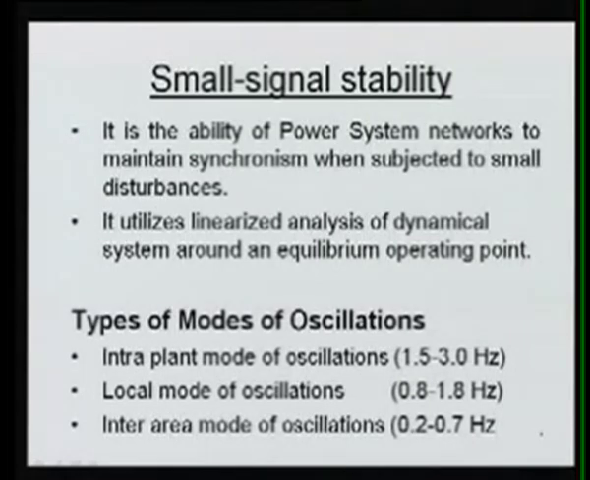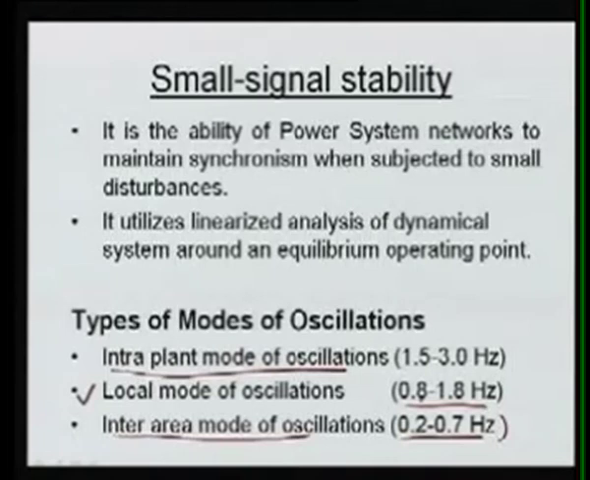I discussed the local modes of oscillations. Here I also said the intra-plant modes of oscillations, inter-area modes of oscillation, and the transient modes of oscillation. For the local modes of oscillations, the frequency normally lies between 0.8 Hz to 1.8 Hz. However, inter-area modes of oscillation lie between 0.2 to 0.7 Hz.